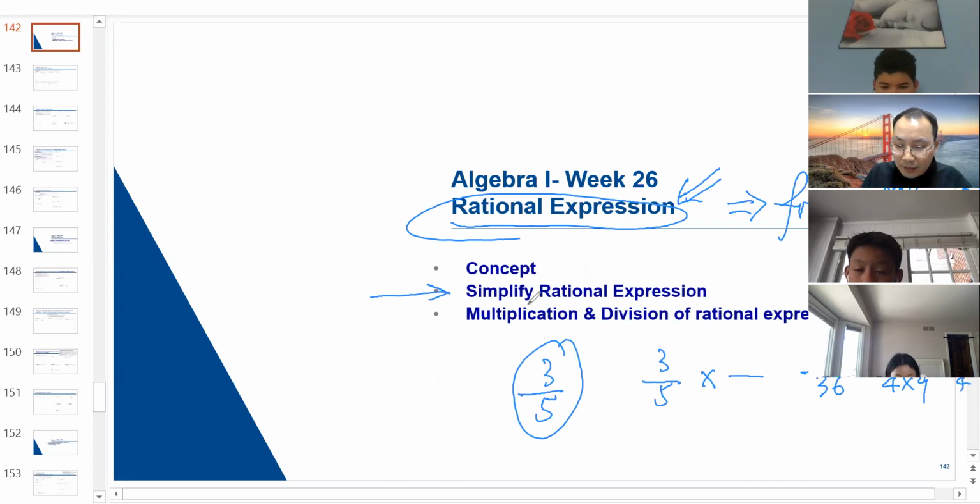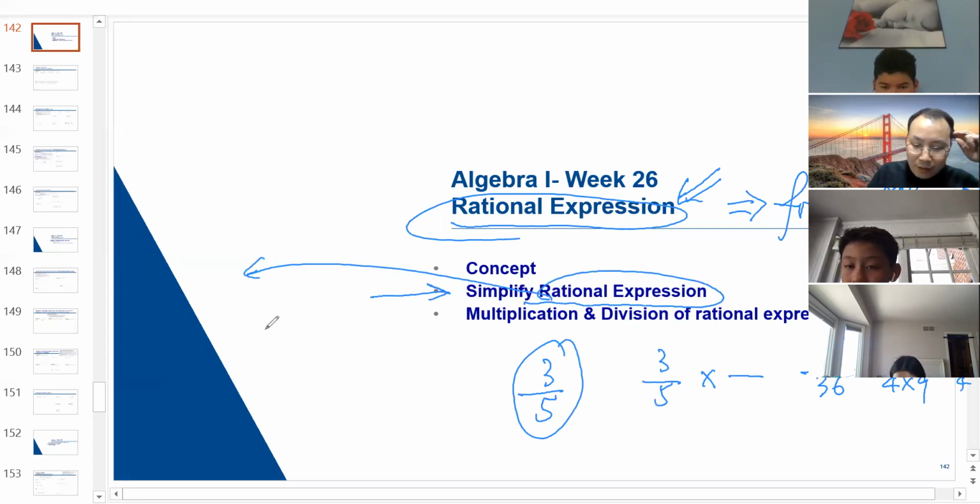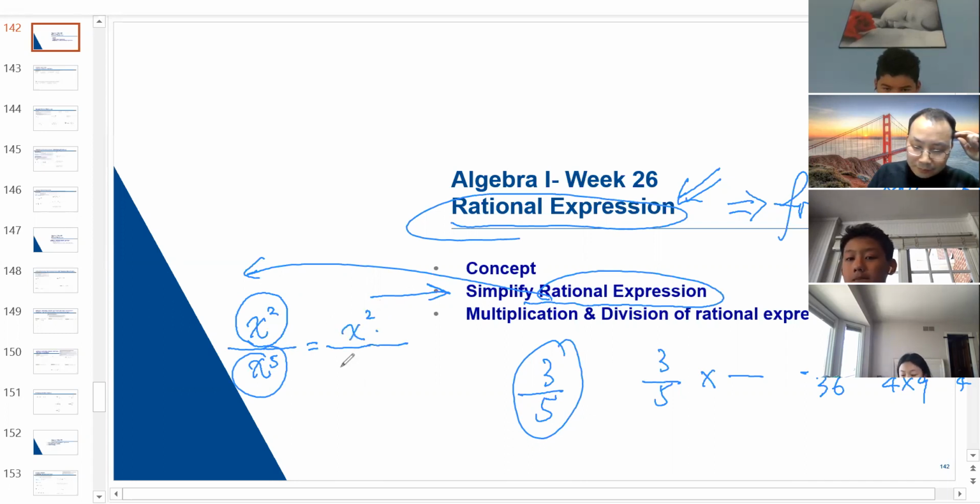Same here. We also do simplification of rational expressions, something like x squared over x to the power 5. This is a rational expression. The numerator and denominator have a common factor, right? You can break it down into the common factor, and then they can simplify it like this.